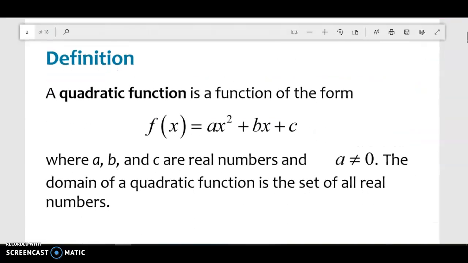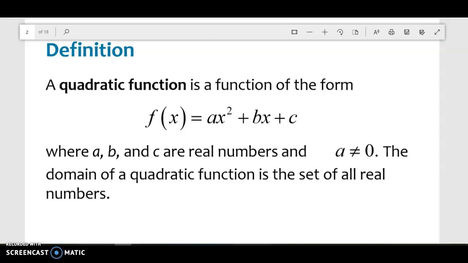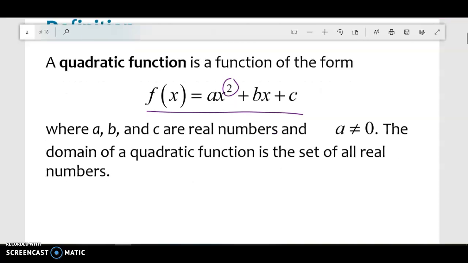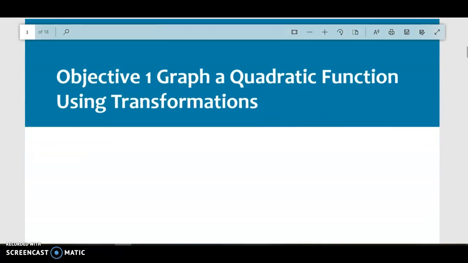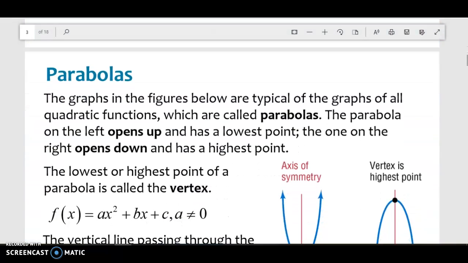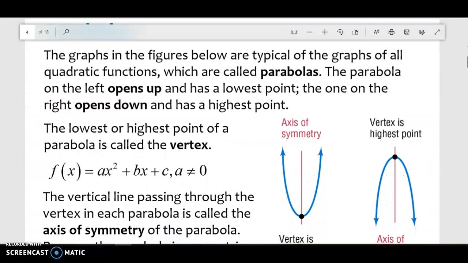The first thing is just reviewing what a quadratic function is. This is just our standard form equation. What makes it a quadratic is the fact that our highest exponent is a 2. Okay, and so there's that. We've talked about a quadratic already this year, so I don't think I need to spend a whole lot of time on that.